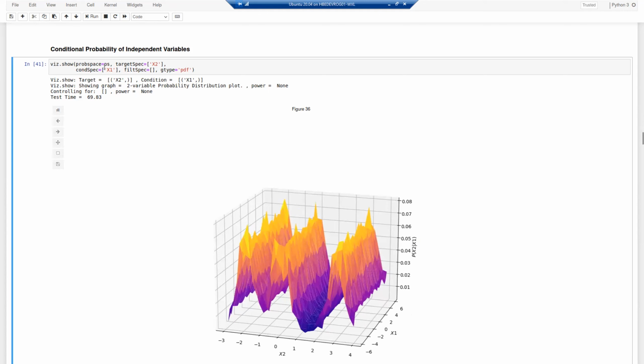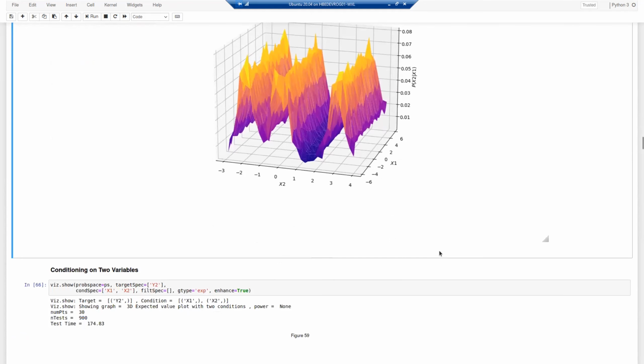So what we're looking at here is x2 and x1, and we're looking at the conditional probability of them. And they're independent, so all you really see is x2. Doesn't matter what the value of x1 is.